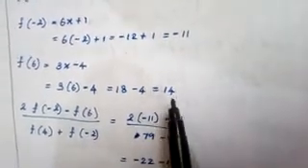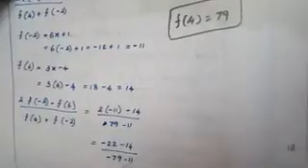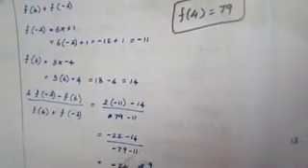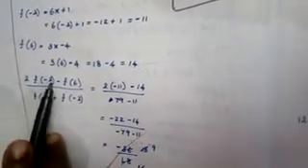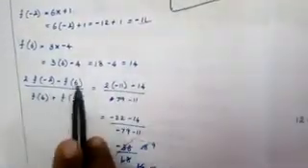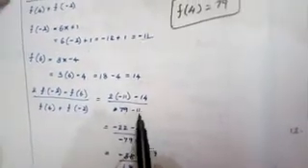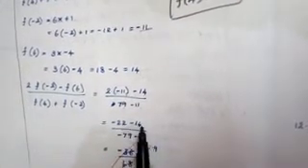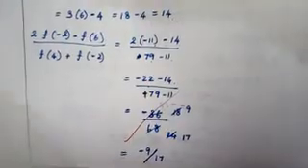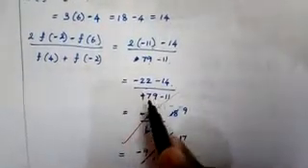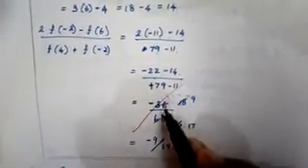Now f of 4 we already found. f of 4 is 79, found in the previous problem. So now for 2 into f of minus 2 minus f of 6: 2 into f of minus 2 is minus 11, f of 6 is 14, so minus 14, divided by f of 4 plus f of minus 2, which is 79 minus 11. So 2 into minus 11 is minus 22, minus 14. Now simplify the numerator, that is minus 36.